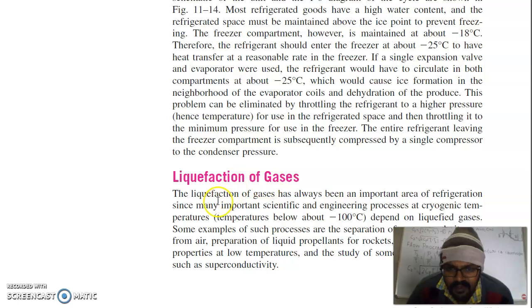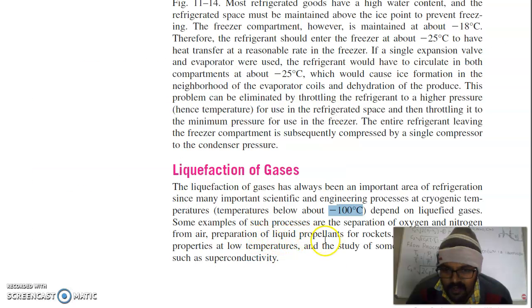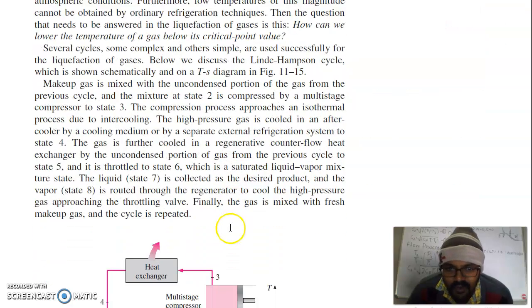Liquefaction of gases. The liquefaction of gases has always been an important area of refrigeration, since many important scientific and engineering processes at cryogenic temperature, which is below -100 degrees Celsius, depend on liquefaction of gases. Some examples of such processes are separation of oxygen and nitrogen from air, preparation of liquid propellants for rockets, and study of material properties at low temperatures. So how do we do this?